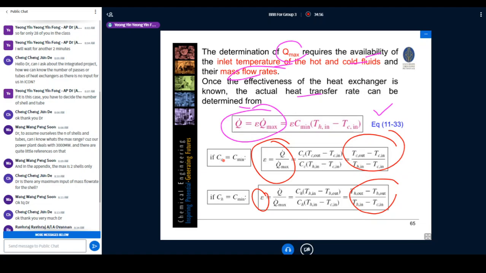Or if Ch is Cmin, similarly, the Q itself you can calculate from the hot stream side, mh Cph (Th,in minus Th,out), divided by Cmin. The temperature change of the heat exchanger will eventually become the effectiveness. Usually we will not calculate it in this way because the outlet temperature is usually unknown. So we have other ways.